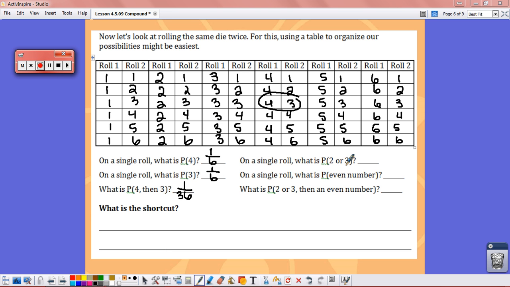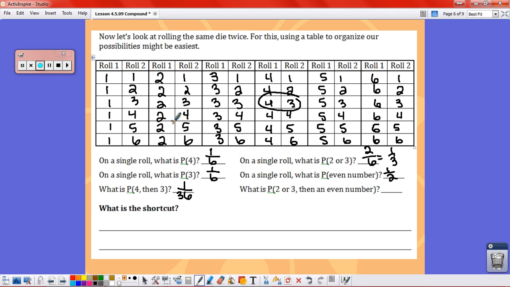Right. We can also do more complicated probabilities, like on a single roll, what's the probability of rolling a 2 or a 3? Well, that's 2 possibilities out of the 6 possible sides, so 2 out of 6 or 1/3. And on a single roll, what's the probability of getting an even number? Well, we already talked earlier about that being 1/2, because half of the sides are even. But then what is the probability of rolling a 2 or a 3 and then an even number?